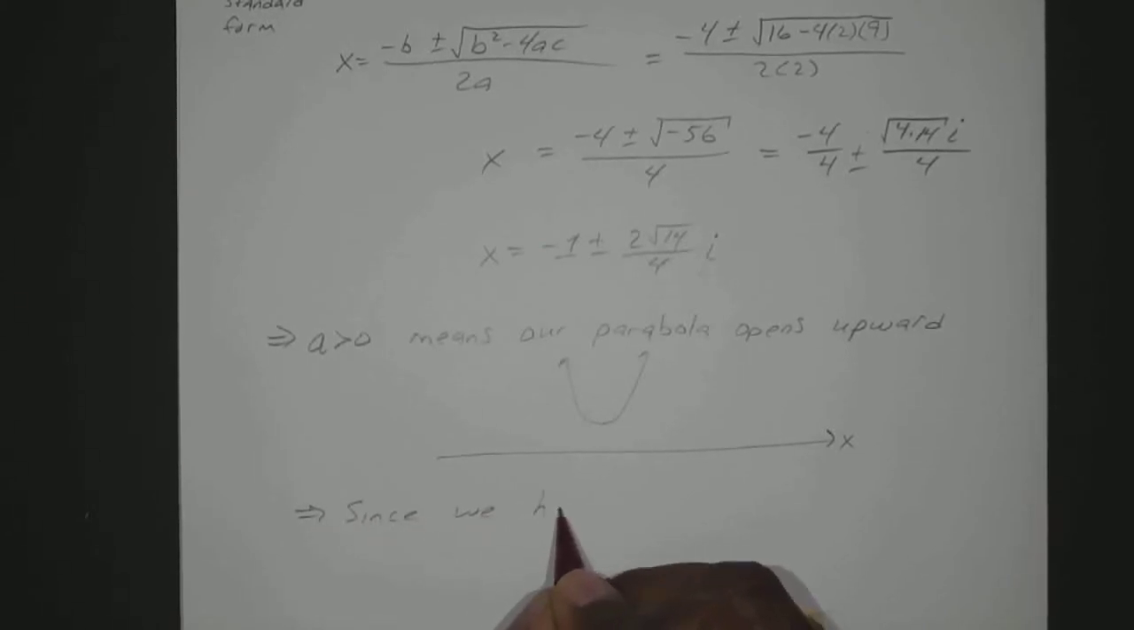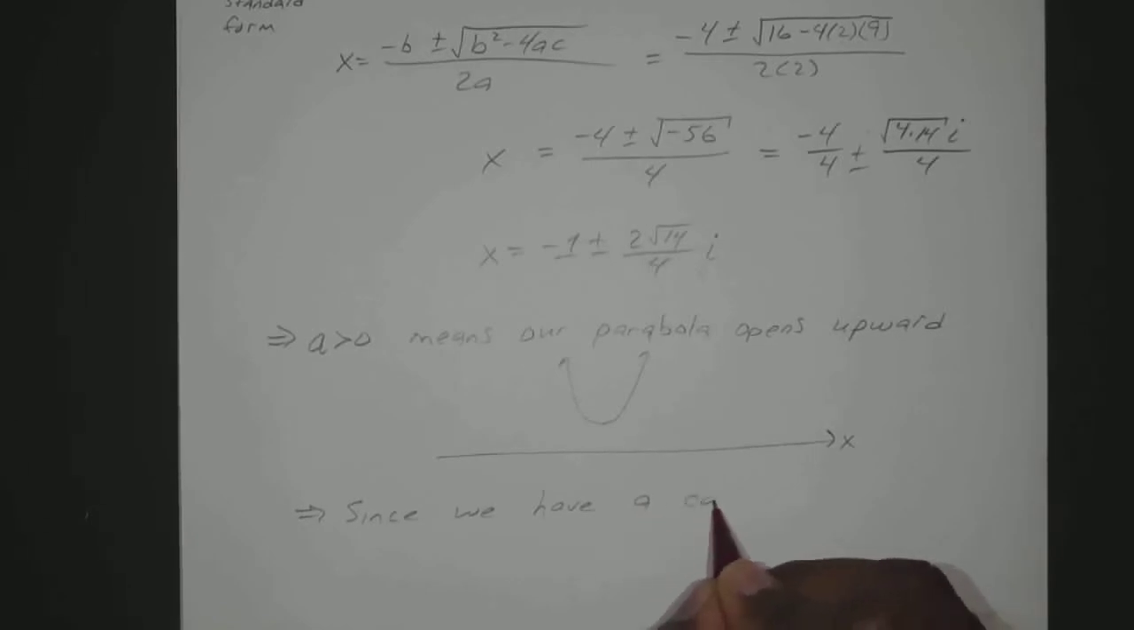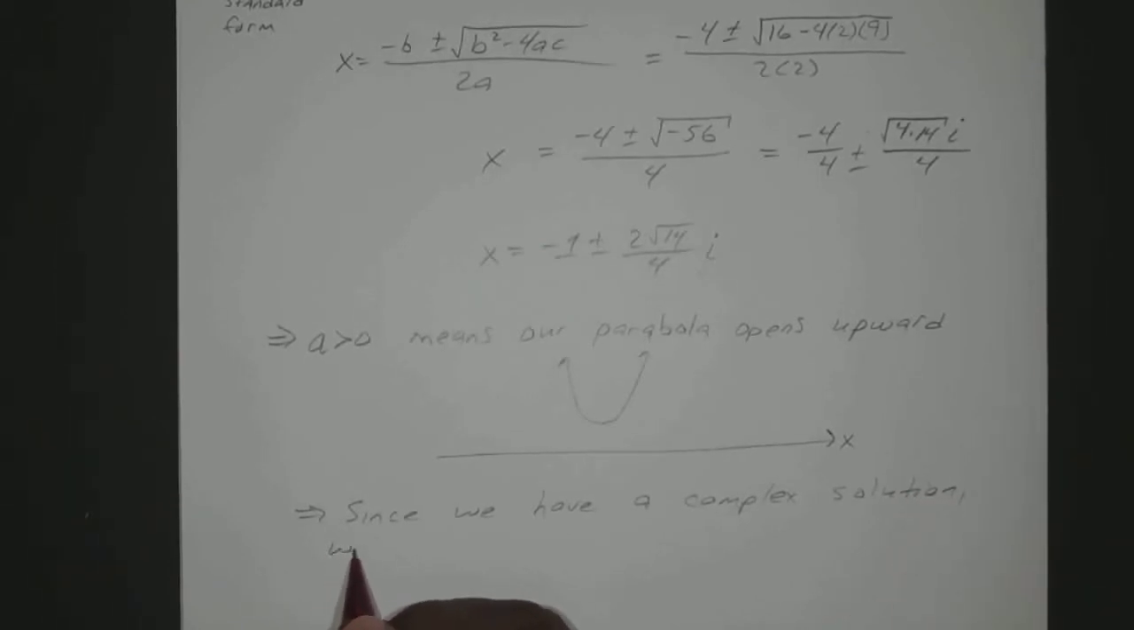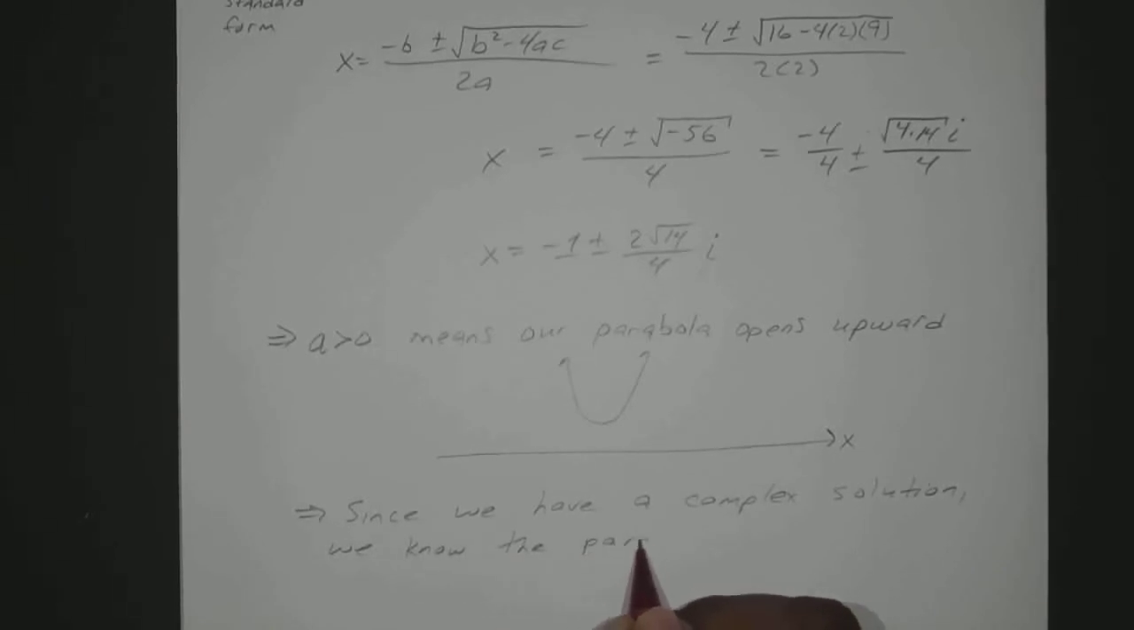So since we have a complex solution, we know the parabola does not intercept the x-axis. Okay, so there is no solution.